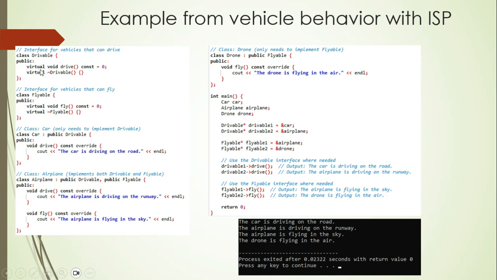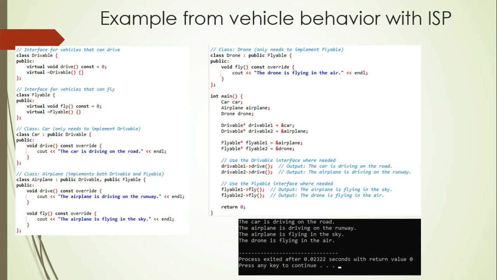So we put the word virtual. Virtual void drive, the method is defined here. The drive method is a pure virtual, meaning it has no implementation here and must be implemented by any class that inherits from Drivable. So when we limit a method such that the concrete implementation of that method is only possible in the derived classes, we put the word virtual.